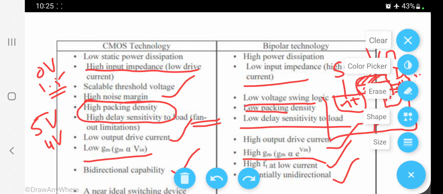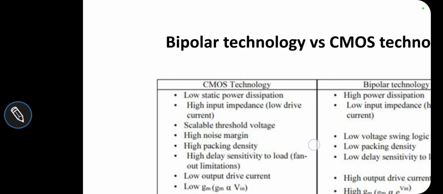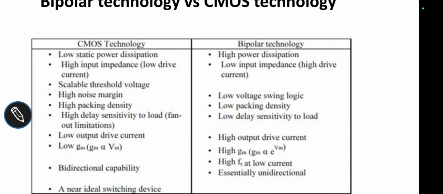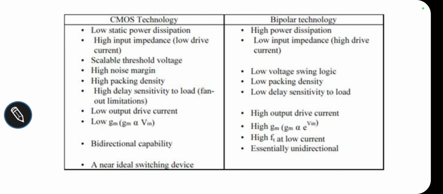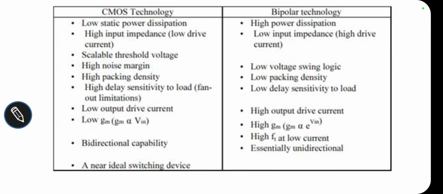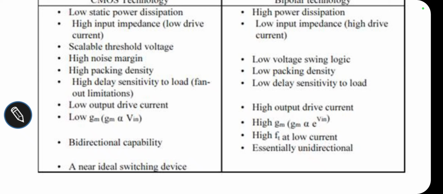This bidirectional capability of MOS means source and drain can be interchangeable. Here the channel is formed because of electrons in an NMOS transistor, and because of holes in a PMOS transistor. And near ideal switch device, that is the last point of CMOS technology. If you see, it is a near ideal switching device.